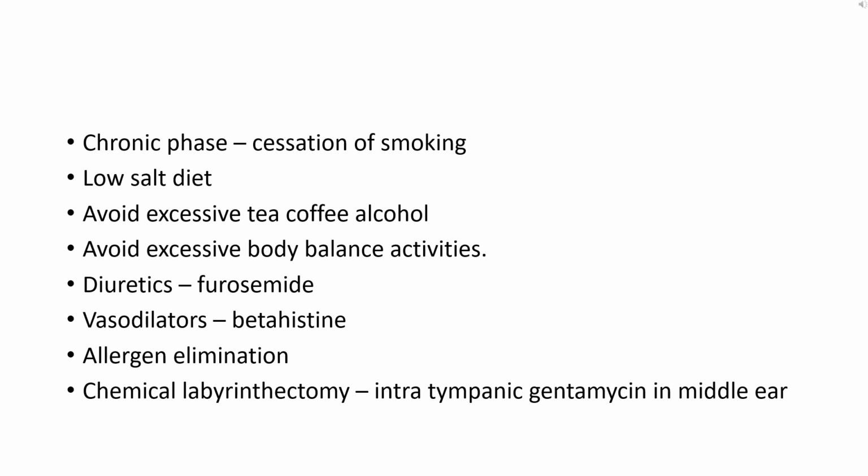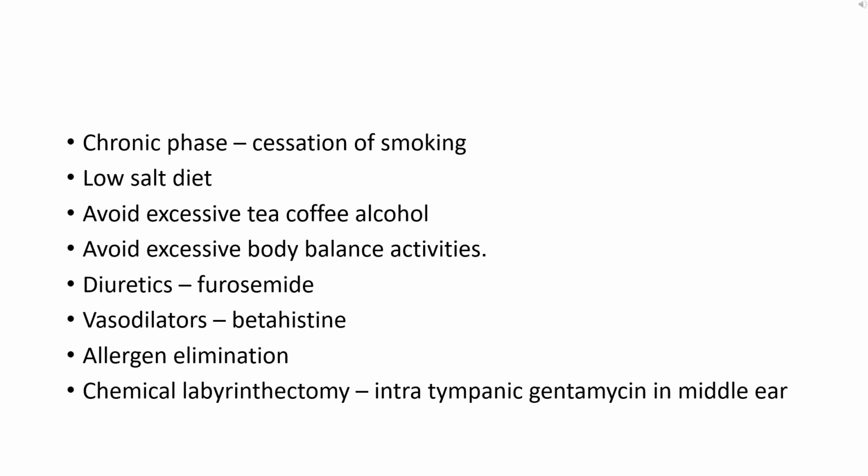In chronic phase of disease, we advise cessation of smoking. The patient has to take a low salt diet, and has to avoid excessive tea, coffee, alcohol, and excessive body balance activities. Also, we can advise diuretics such as furosemide, which is a loop diuretic, and the vasodilator betahistine in doses of 8 mg, 16 mg, or 24 mg. We can also advise chemical labyrinthectomy. What is chemical labyrinthectomy? It is the intratympanic injection of gentamicin, which as we all know is an ototoxic drug, in the middle ear. So that is chemical labyrinthectomy.